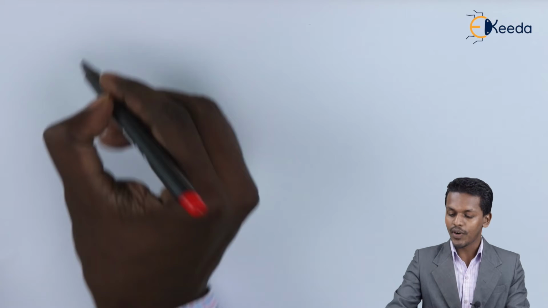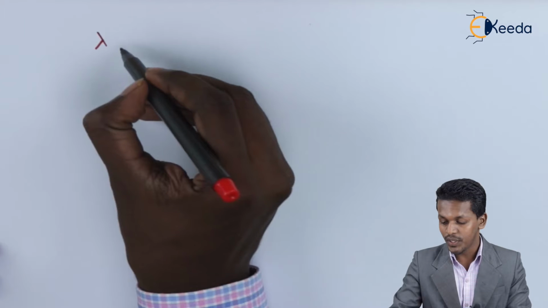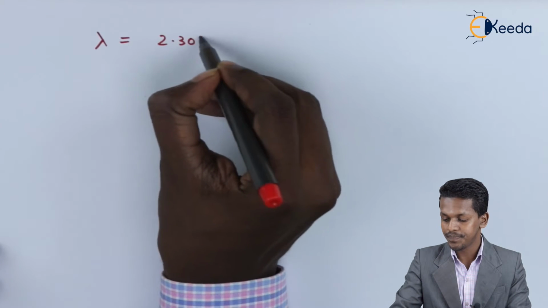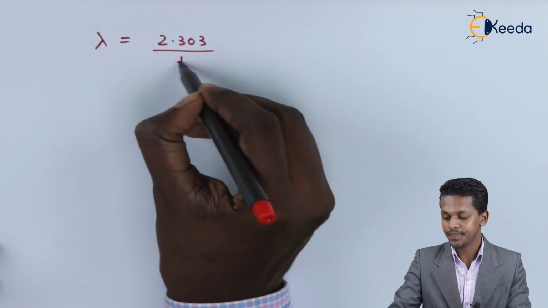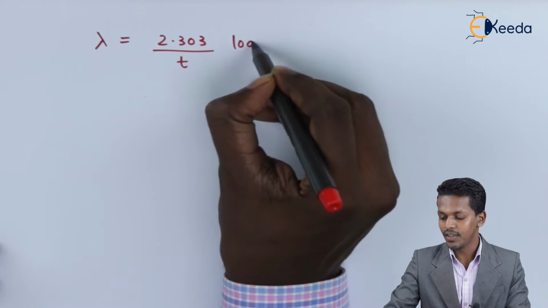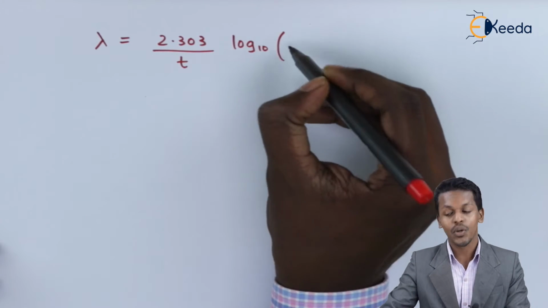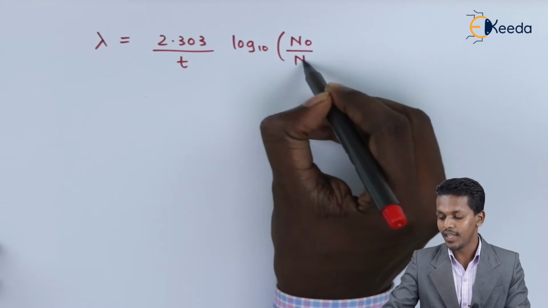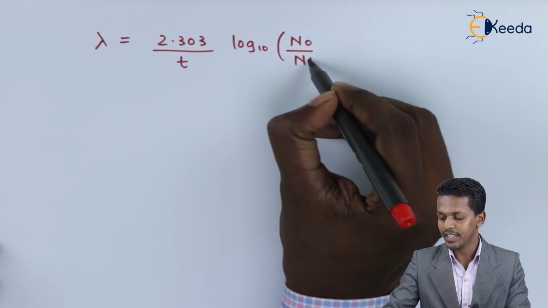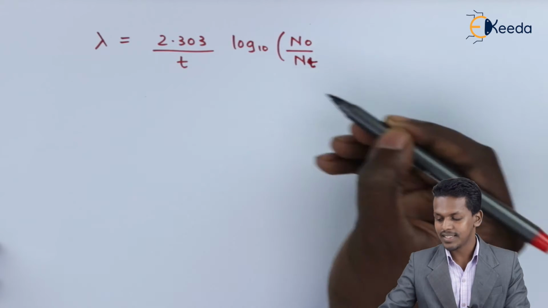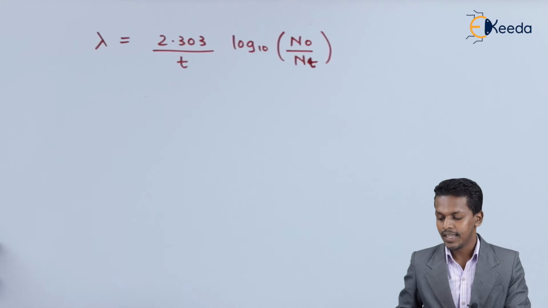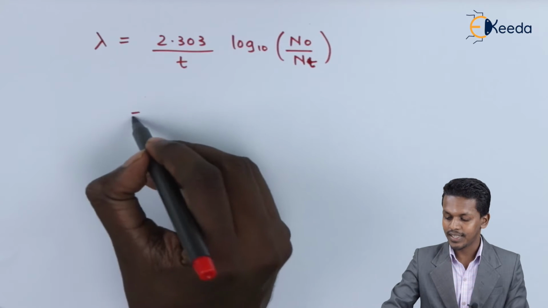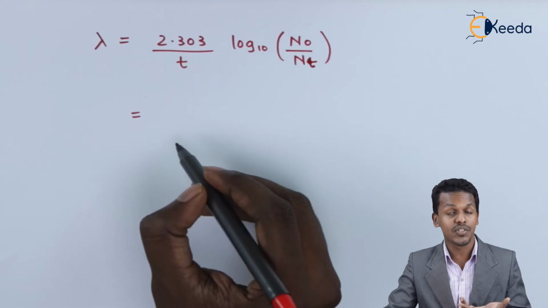The decay constant can be found with the help of a formula that we know: lambda is equal to 2.303 divided by t, log to the base 10 of the number of nuclei present initially to the number of nuclei after time t. Let me write it as Nt over here. So here we can substitute the values, and the time is 303 days.